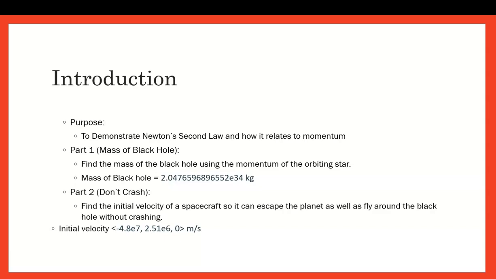For part 2, you find the initial velocity of a spacecraft so it can escape the planet as well as fly around the black hole without crashing. I found the initial velocity to be negative 4.8 times 10 to the 7th in the x direction and 2.51 times 10 to the 6th meters per second in the y direction.